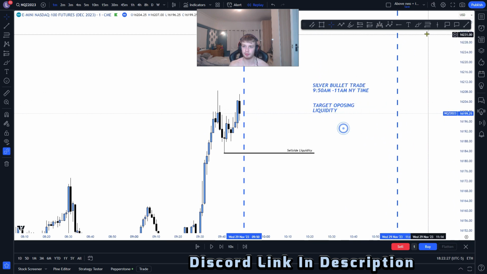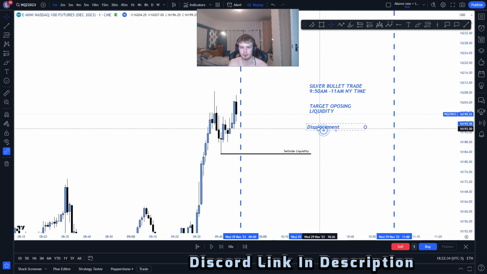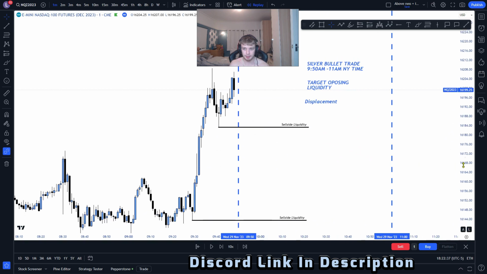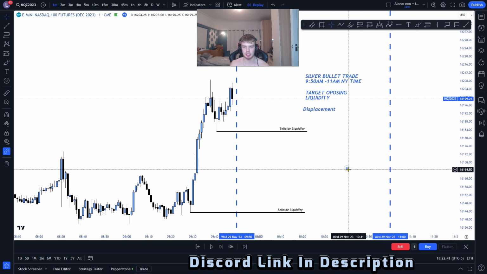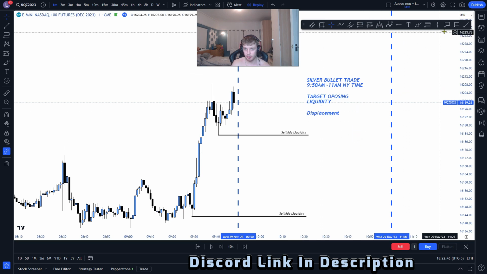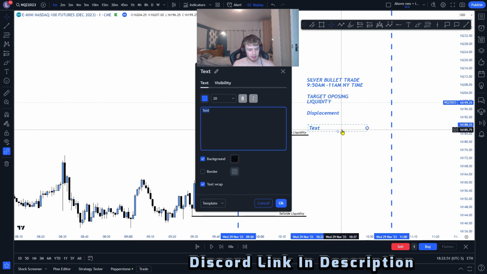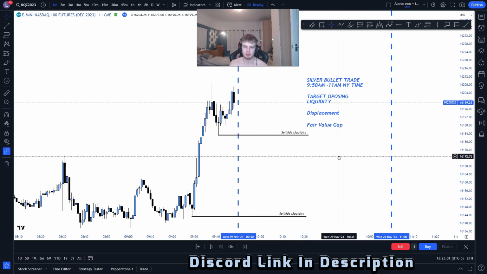And then what you next want to look for is displacement. So you want to look for displacement in the direction of your liquidity. For example, here we are bearish, so we're going to want to see a bearish black candle. In this case, that shows that we want to go down. Once you have this displacement, what you next want is a fair value gap, and this will be purely for your entry into the market. So this is what you're going to be entering off.